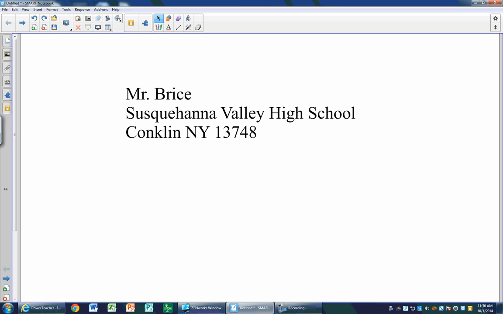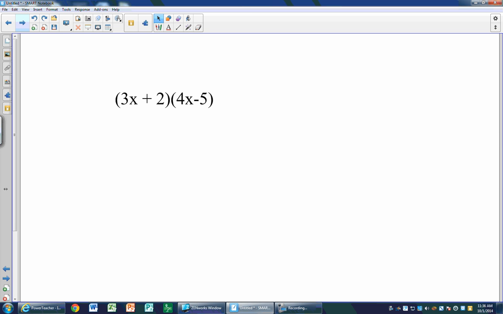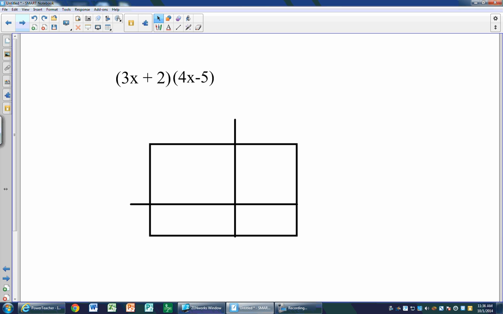I'm a math teacher here, and we're going to be talking about double distributing. Double distributing is also known as multiplying a binomial times a binomial. This also works for a binomial times a trinomial and other things. We're going to be examining three different ways to do this. The first method is the area model.